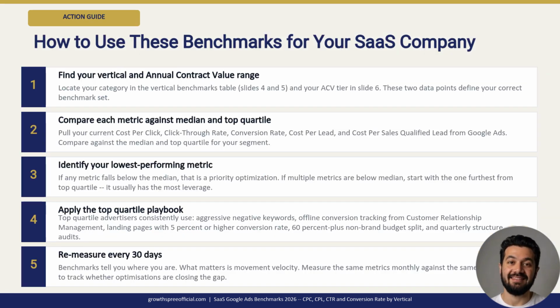Here is how to apply this. Find your vertical and annual contract value tier. Pull your cost per click, click-through rate, conversion rate, cost per lead, and cost per SQL. Compare each against the median and top quartile for your segment. Identify the metric furthest from top quartile. That is your priority. Remeasure every 30 days. Benchmarks tell you where you are. What matters is velocity toward top quartile.